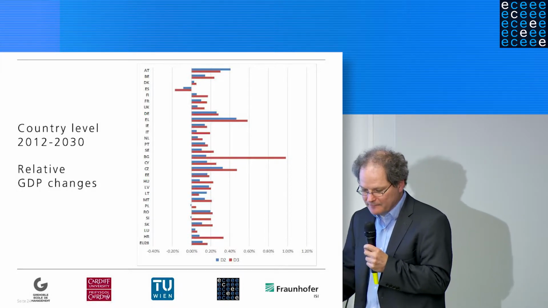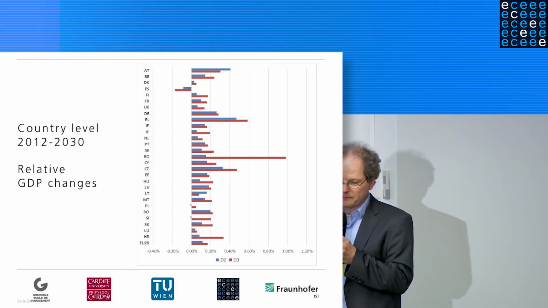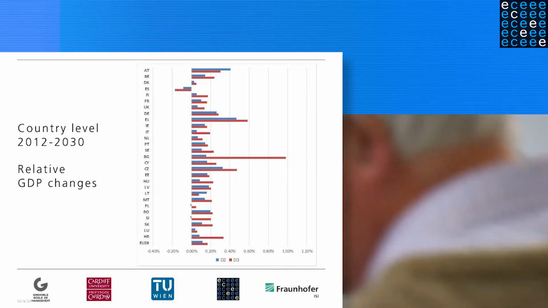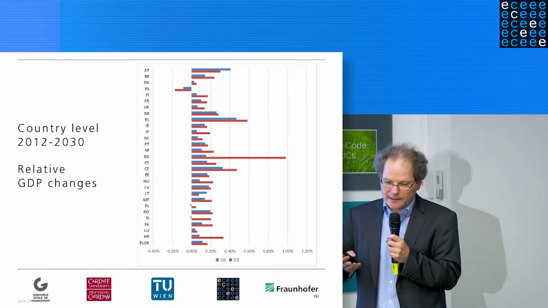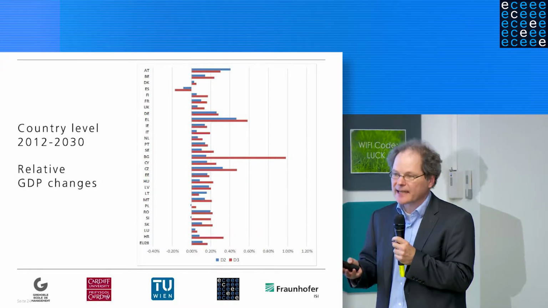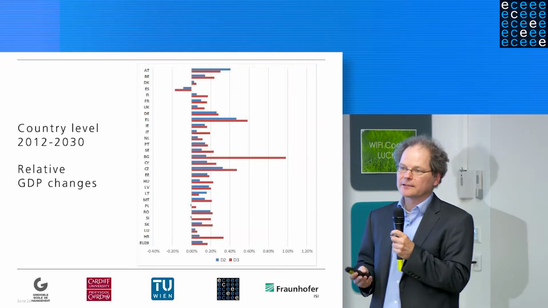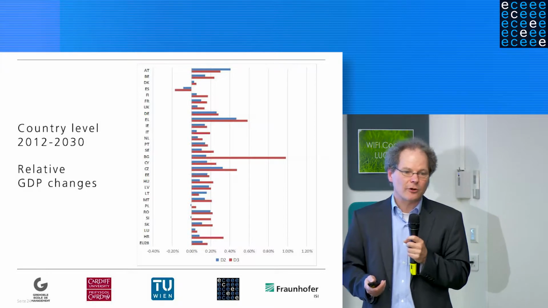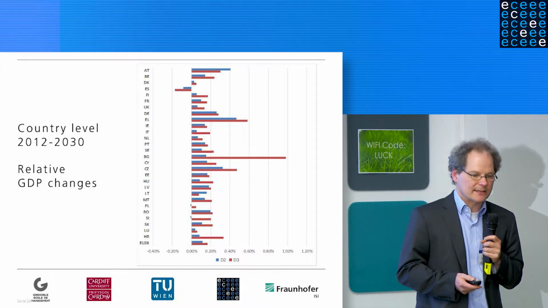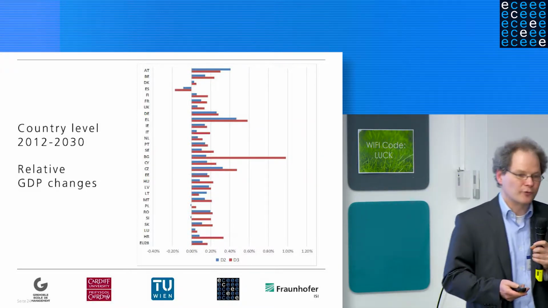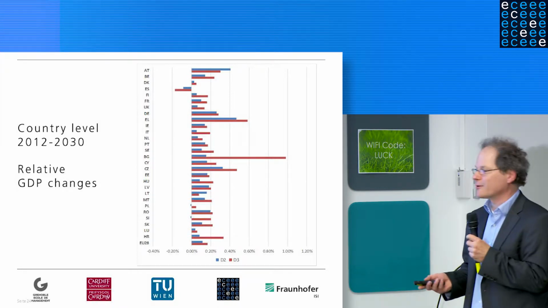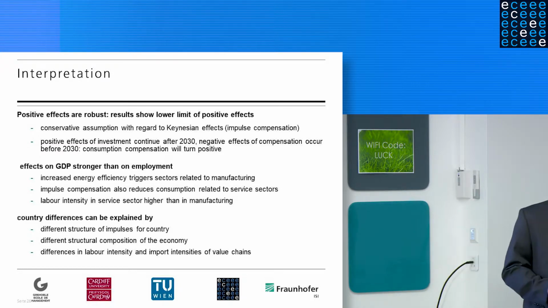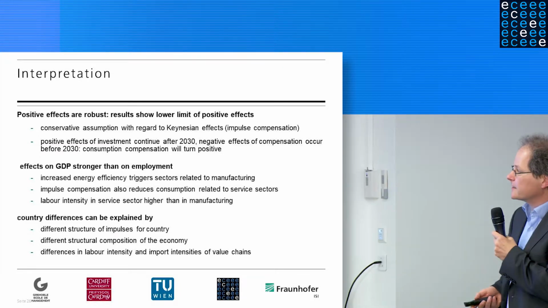Well, what is the reason behind that? In these countries we see that the sectors which benefit are more manufacturing related, which have less labor intensity but a higher value added share compared to the service sector. So we see that these sectoral shifts basically lead to these countries having to work less to get more, so to speak. Well, what is the interpretation of the results here?